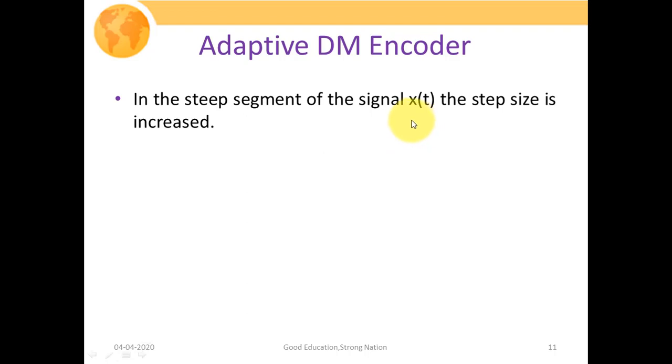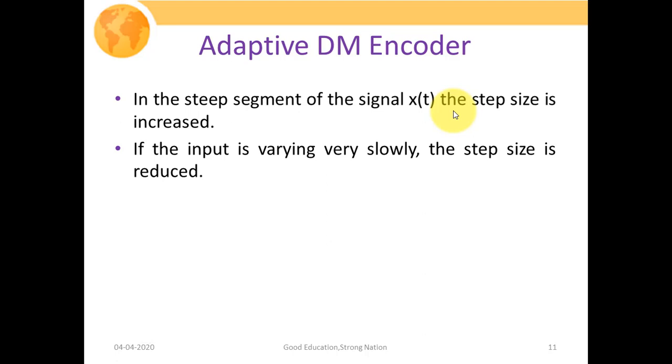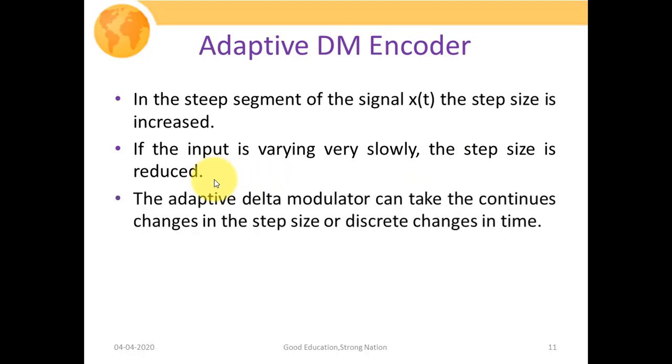In the steep segments of the input signal variation, the step size delta is increased in order to minimize slope overload distortion. And if the input signal variation is very low or almost unchanged, then the step size can be reduced in order to reduce the hunting noise. The adaptive delta modulator can take continuous changes in the step size, or it could also take discrete changes with respect to time. I mean, either the step size delta value changes continuously, or at discrete time intervals it alters its value.